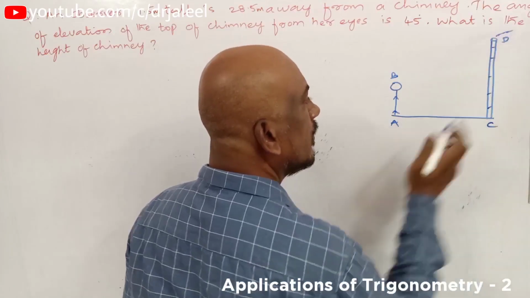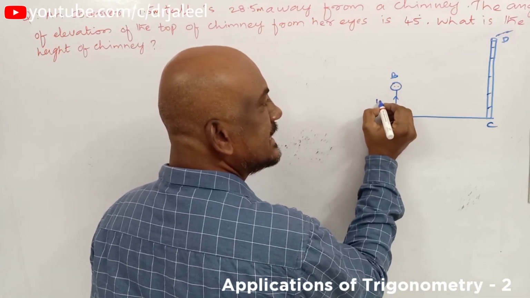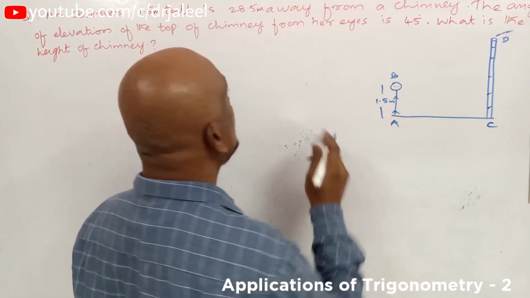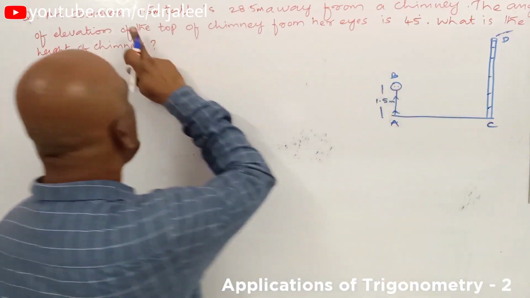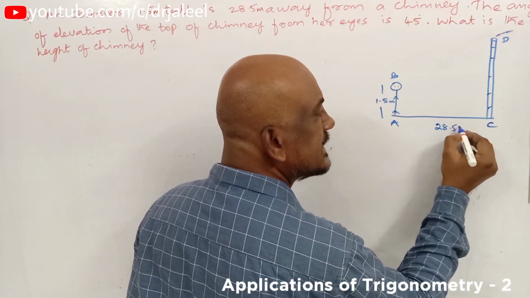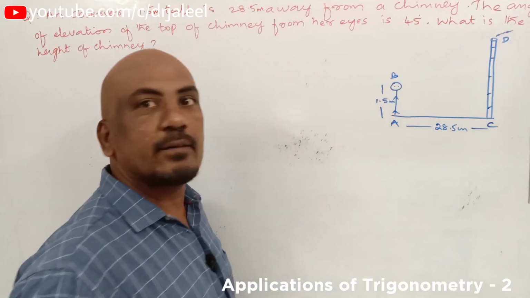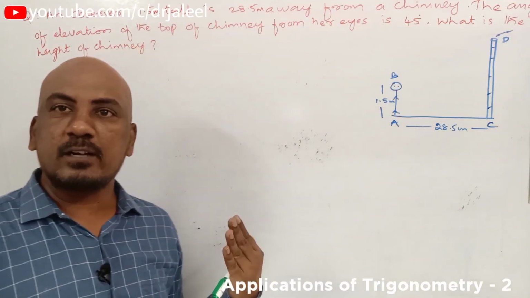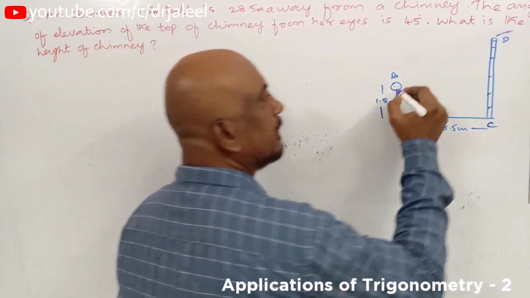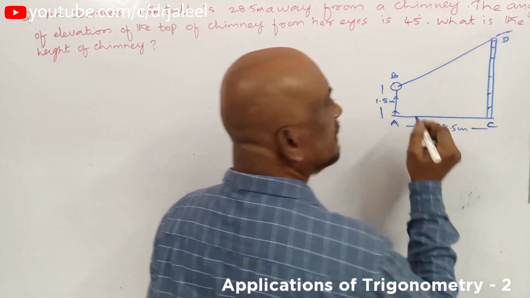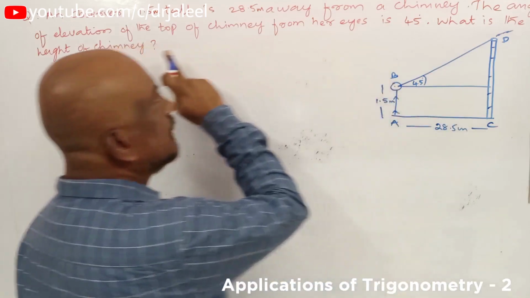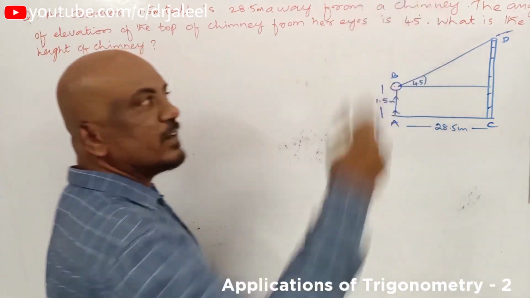So now this observer, his or her height is given, 1.5 meters. And the distance between the observer and the chimney, what is given? An observer 1.5 meter tall is 28.5 meters away. This distance is 28.5. So an observer is standing 28.5 meters away from the chimney, whose height is 1.5, and is looking at the top of the chimney. When she observes the top of the chimney, what is the angle of elevation going to be? 45 it seems. Angle of elevation of the chimney from her eyes is 45 degrees, given.